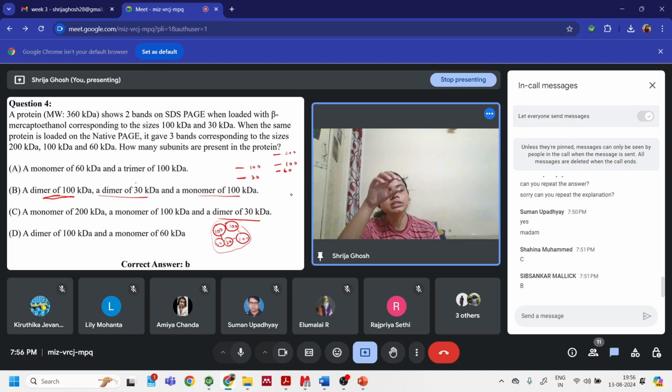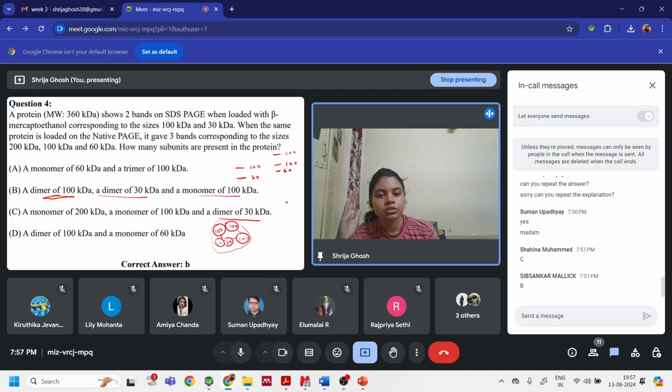If they have two 130 kilodalton subunits, we will get a band of 130 kilodalton only, because the separation is based on size. So two molecules of the same size will come as a single band. Even if you have a mixture of two different proteins of exactly the same molecular weight, they will run as a single band. You cannot separate those two molecules that have the same size, because for SDS page the separation is based on size. So if your sizes are the same, you cannot separate those two proteins using SDS page. Do you understand?